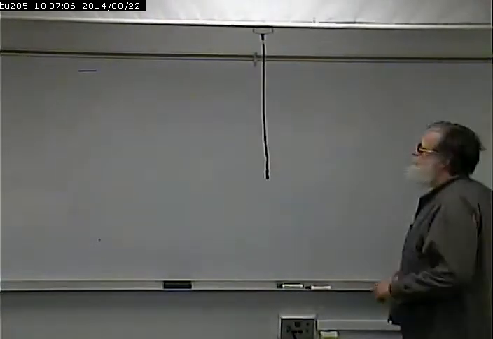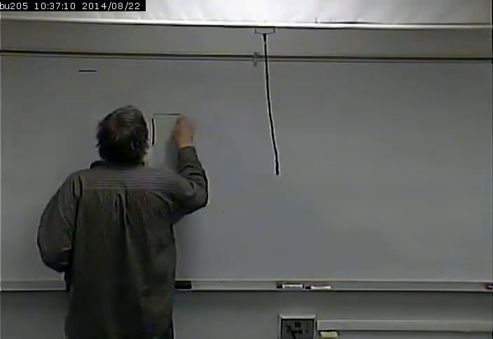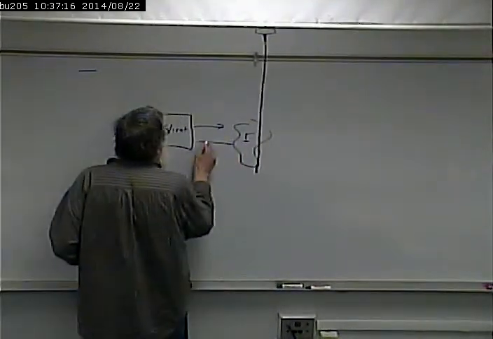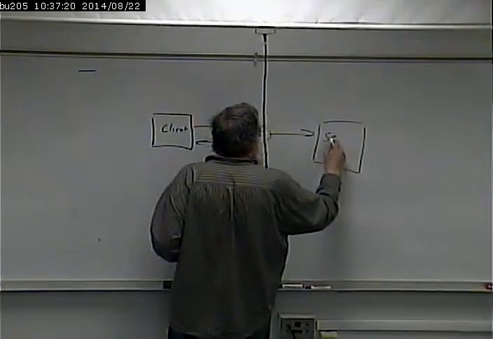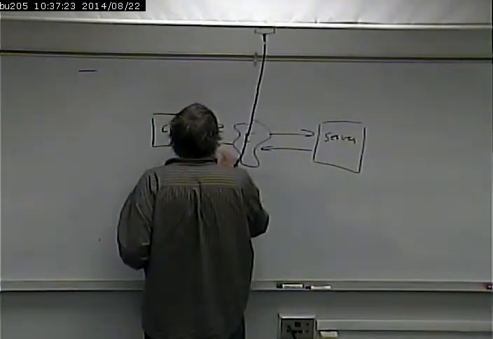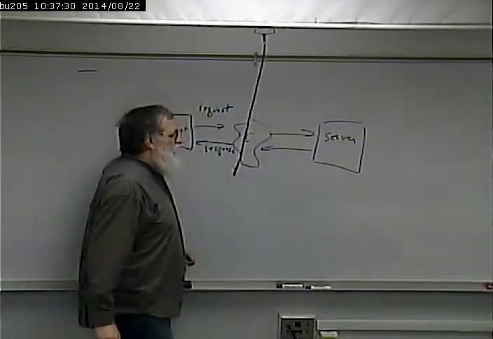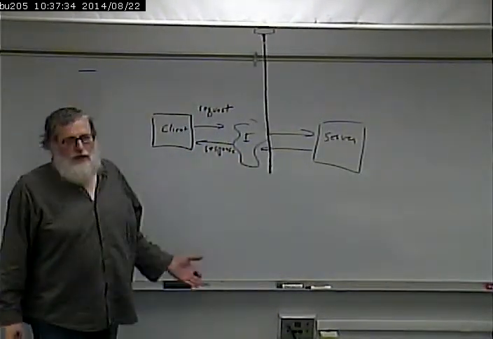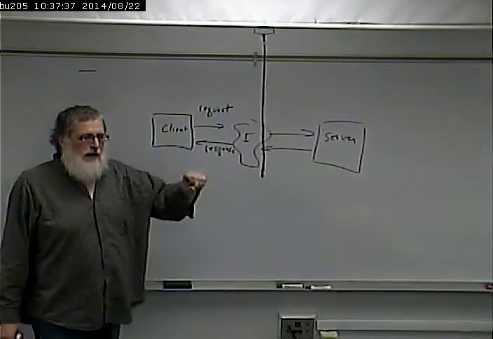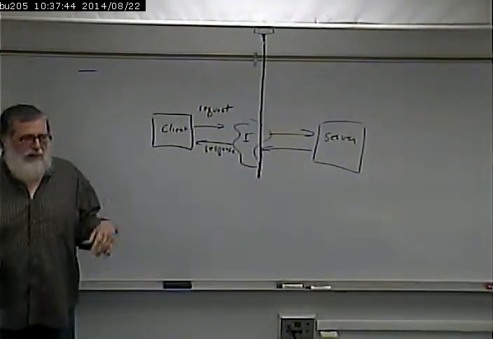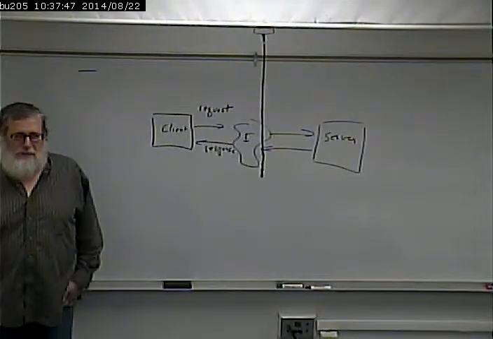Remember our famous diagram of the client making a request over the internet, getting to a web server, and the web server sending a response. And in the case of simple HTML pages, the requests are very straightforward. You ask for a page, and the server simply grabs a page and sends it back to you. And the server doesn't really do any processing. The server simply retrieves a page, finds a page, and the associated files, and sends them back to the client.